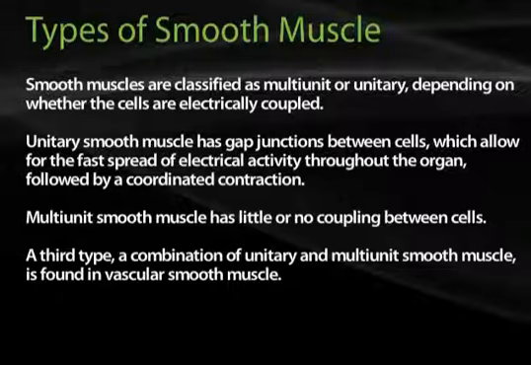Smooth muscles are classified as multi-unit or unitary, sometimes called single unit, depending on whether the cells are electrically coupled. Unitary smooth muscle has gap junctions between cells, which allow for the fast spread of electrical activity throughout the organ, followed by a coordinated contraction. Multi-unit smooth muscle has little or no coupling between cells. A third type, a combination of unitary and multi-unit smooth muscle, is found in vascular smooth muscle.